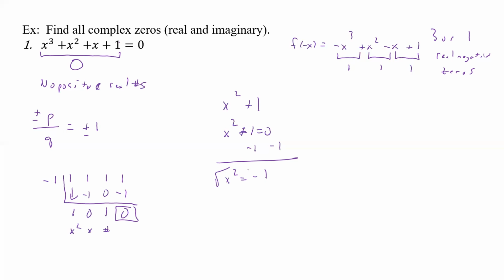Take the square root, plus or minus. And so x is equal to plus or minus the square root of negative 1. Well, what is the square root of negative 1? Way back when we saw that that was equal to i. And again, it's going to be plus or minus i. Okay.